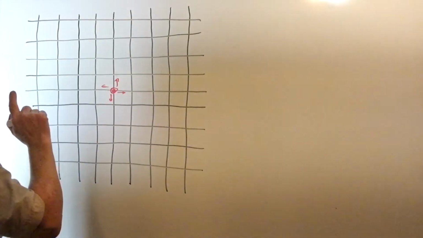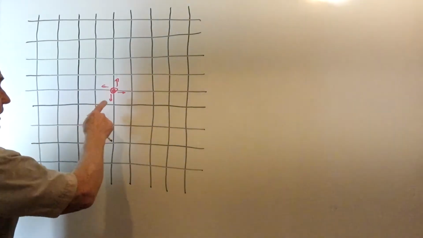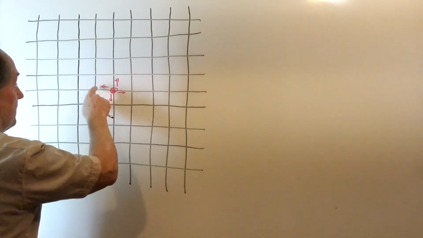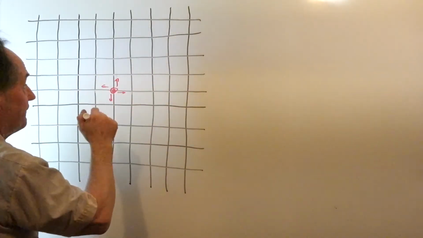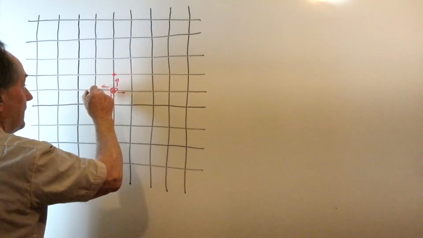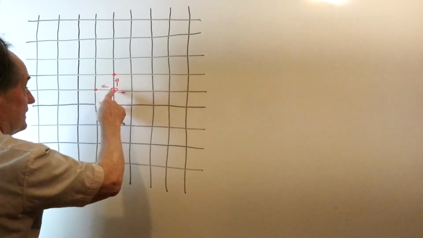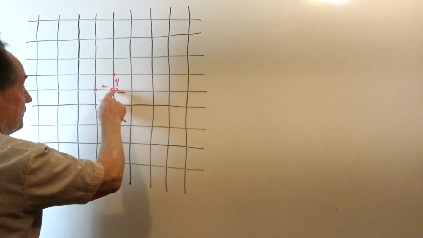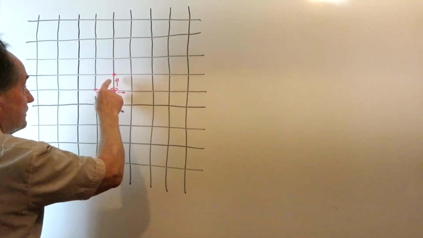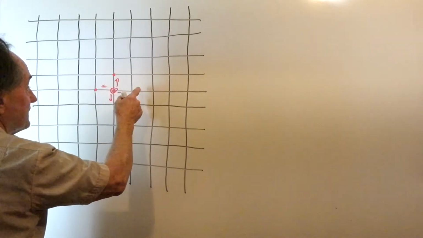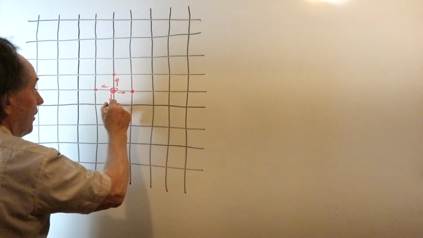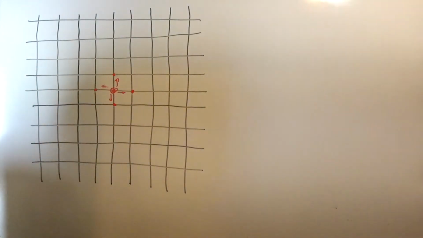Now, the voltage at this node, this node, this node, and this node have to be identical, because we have identical resistors in each of these branches. We have identical currents, so the potential difference going from this node to this node has to be the same going around. So we know that those potentials are the same.